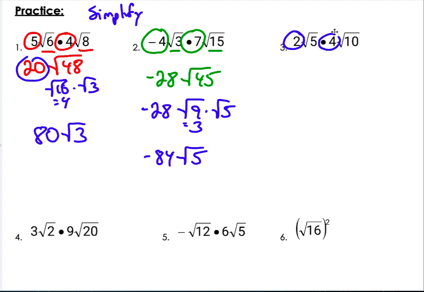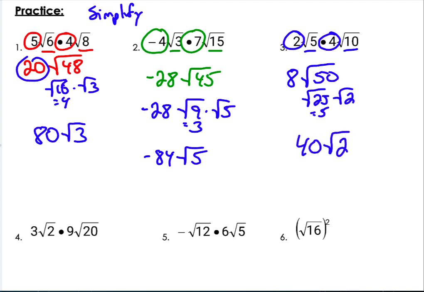Here, 2 times 4 is 8. 5 times 10 is 50. But that's really 25 and 2. Square root of 25 is really just 5. So 8 times 5 is 40 square roots of 2. All right.